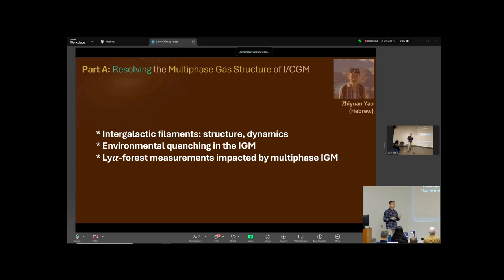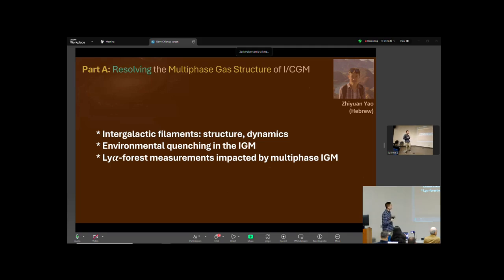And secondly, for these lower mass systems living along the filaments, what's the impact of environmental quenching on these low mass galaxies? And thirdly, given that these intergalactic media are multi-phase, what does that imply for the Lyman alpha measurements and inferences?